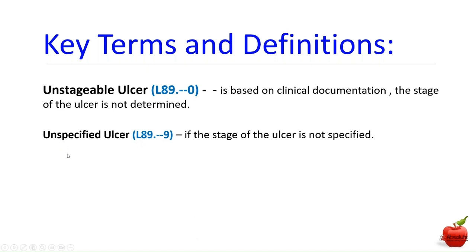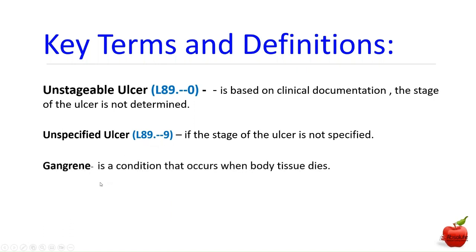All right, so what about if it is an unspecified ulcer? Well, that just simply means that the stage is not specified. So if you see unspecified ulcer, or if you're not given any information on it, then it's going to be L89.--, and it's going to end in 9. So that's the takeaway. Unstageable, L89, ends in 0. L89 and it ends in 9, that's unspecified. So those are two different things.